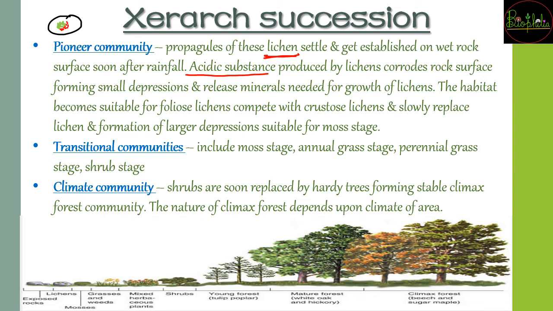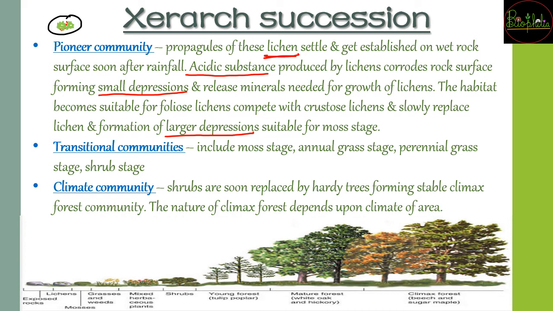And in these small depressions, what will happen? The rock will get corroded, and the solid part of the rock will become softer. Because of the release of minerals, which the lichens use, the lichens that were just a few will grow and spread over the entire rock. As they increase in number, acidic substances increase, and slowly and steadily the rock becomes porous. Because of this, larger depressions, much bigger holes, form, and as the porous structure increases, the next community can come into that area.